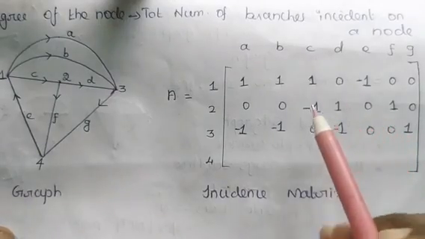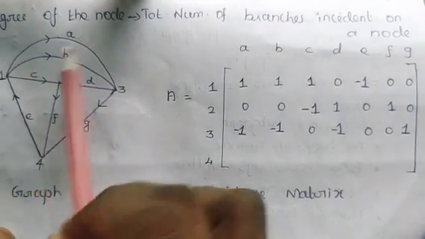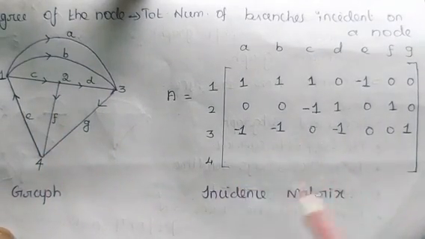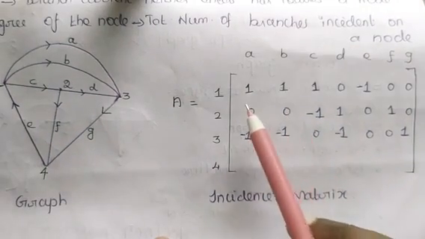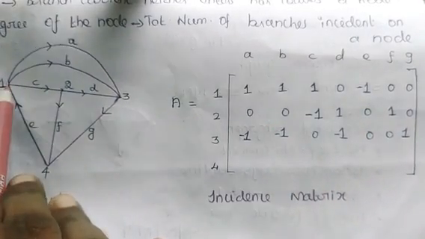Let us write the incidence matrix for the given graph. In this graph there are 4 nodes and 7 branches. So my incidence matrix will contain 4 rows and 7 columns. The first row of our incidence matrix corresponds to the first node in the graph, node 1.